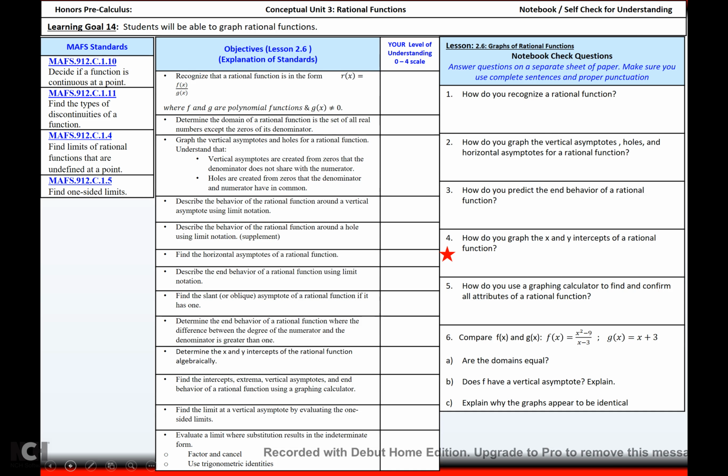Alright, so how do you graph the x and y intercepts of a rational function? You get your x-intercepts by setting numerator equal to 0 and solve. You get your y-intercept by finding f of 0 and plotting.